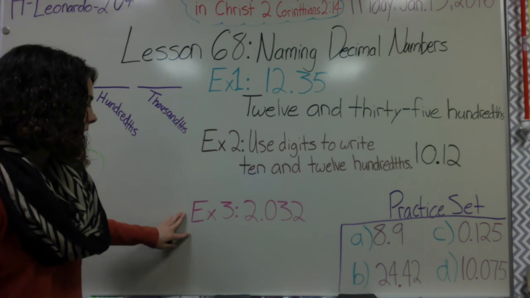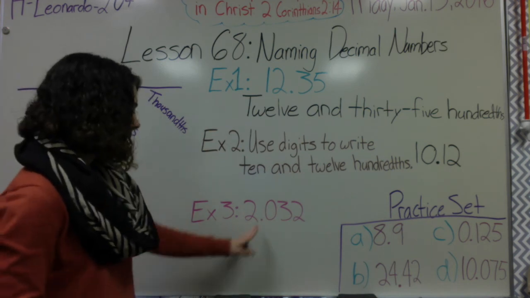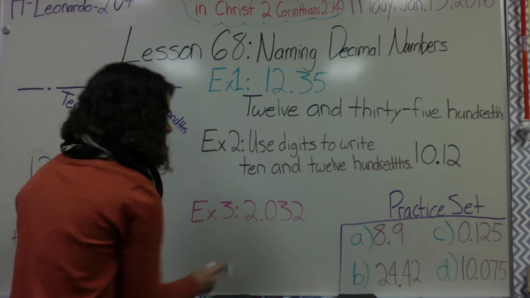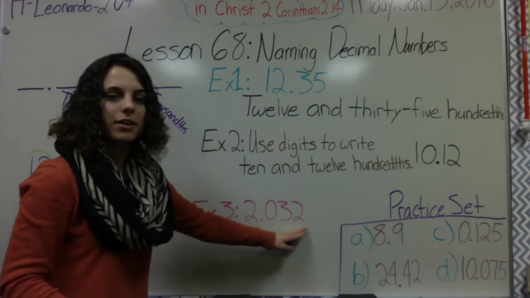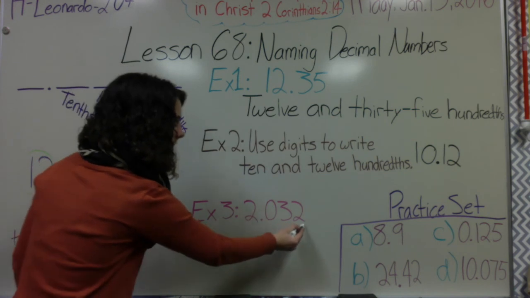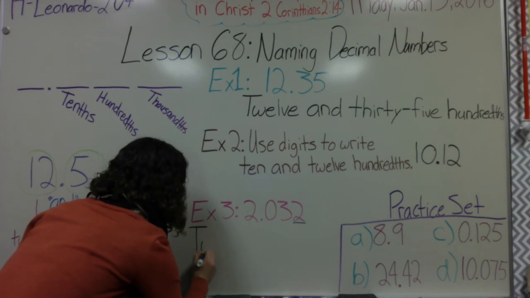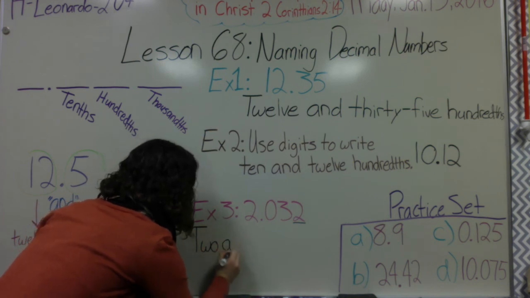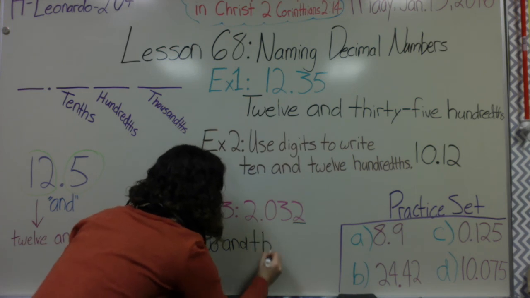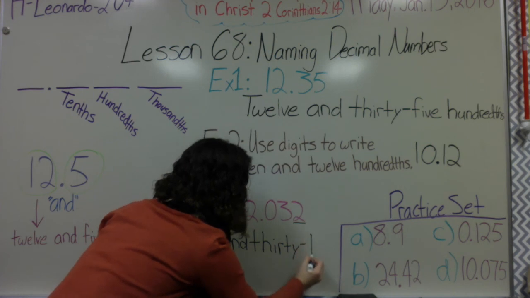And the last example says to write this using words. I have 2, the decimal point says and. Then I'll show you how to do this last part because we do have 32. We read this as normal. I'm not going to say 0, 32. I'm just going to say 32, but it ends in the thousandths place. So I'm going to say 2 and 32 thousandths.